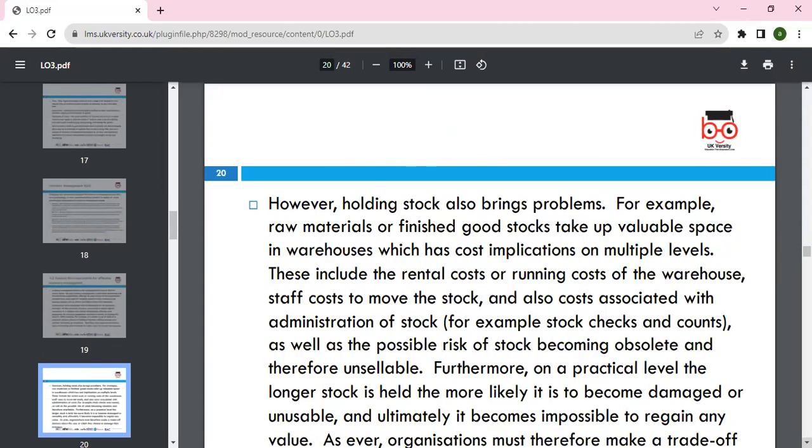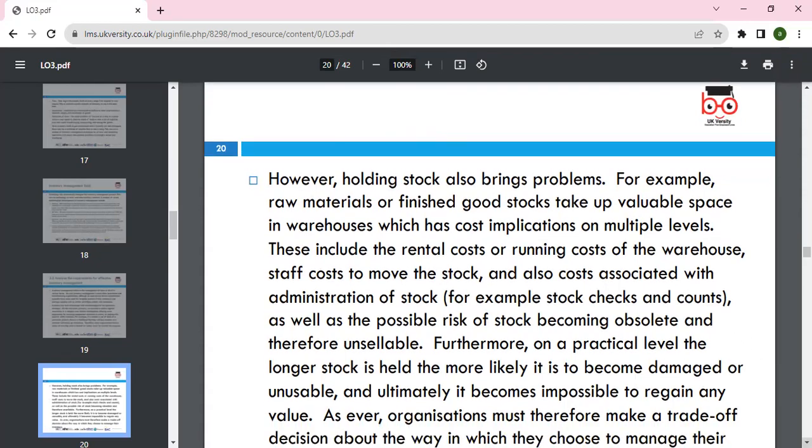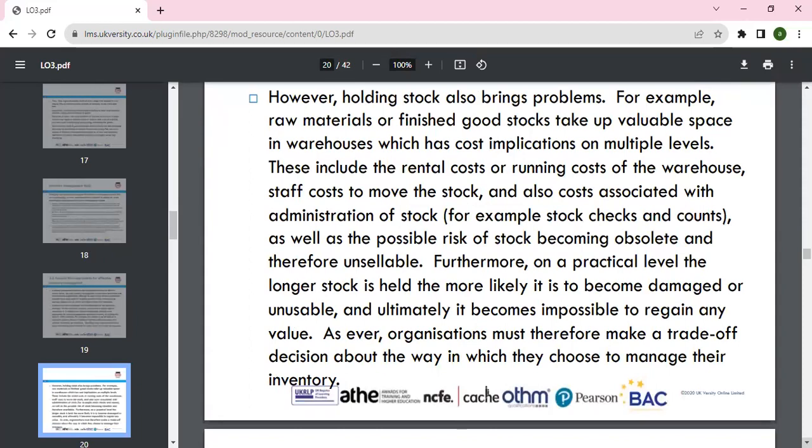However, holding stock of inventories brings problems. For example, raw materials and finished goods have value and cost, so we always keep associated costs and opportunity costs. When your money is stuck in inventory, like on Boxing Day and New Year's Day when you buy a lot of stock, ultimately your cash is stuck, so we need to make sure we buy only what we need.